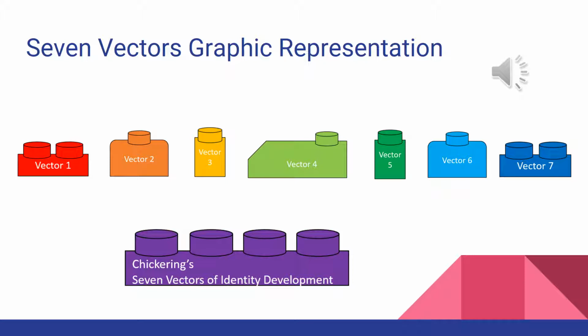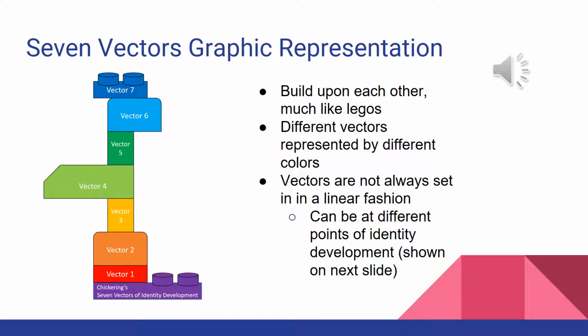To help you better understand the vectors, we've created this graphic representation of Chickering's 7 vectors. You might notice that the graphic representation looks like Legos, and that's for intentionality. Each one of the vectors builds upon each other much like Legos do. The different vectors are represented by different colors, and the vectors are not always set in a linear fashion. They can be at different points of identity and development, which you will see on the next slide.